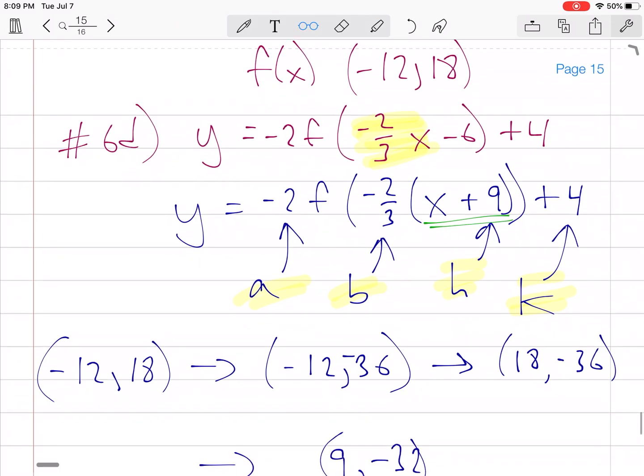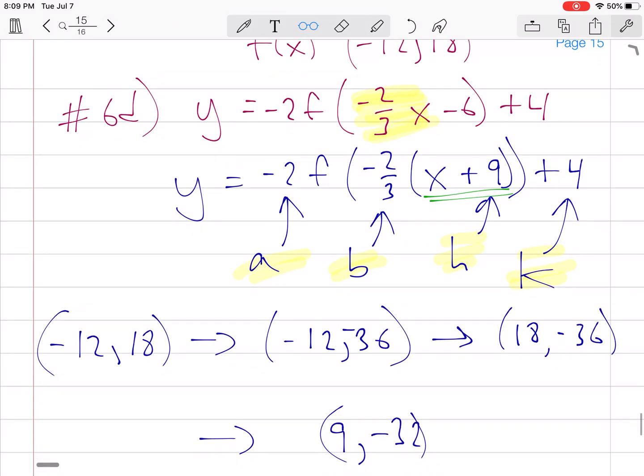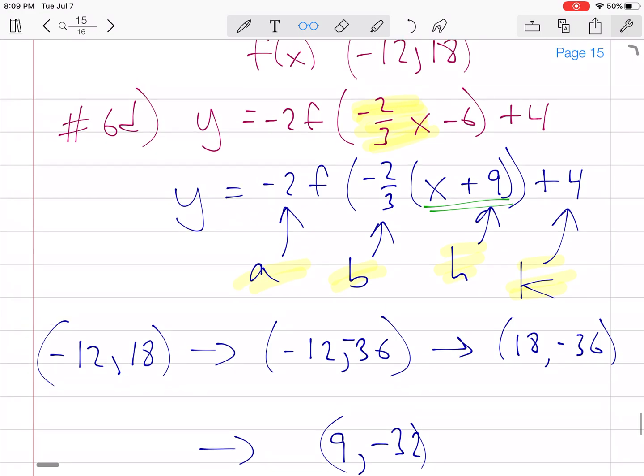Now when you take that point, negative 12, 18, it doesn't matter which one of A or B you do first, but do those first before you do H and K. So let's say we take care of the A first. The A is going to multiply the 18 by negative 2. So that's where you get negative 36. And then that's the first thing done.